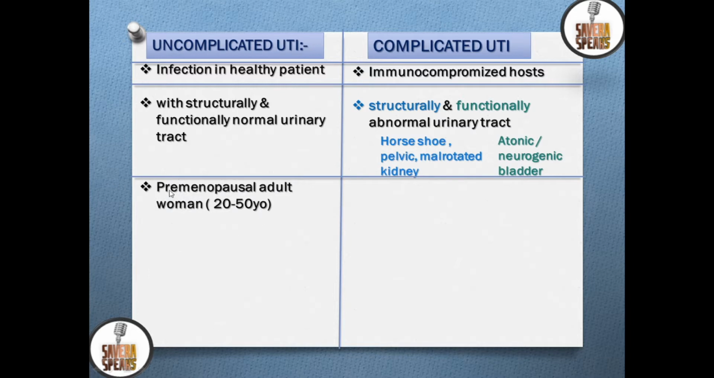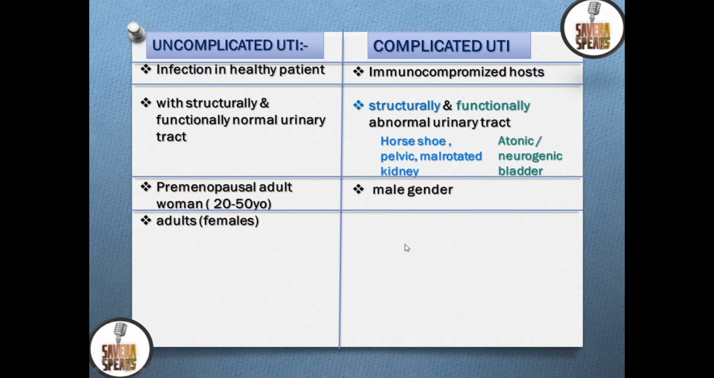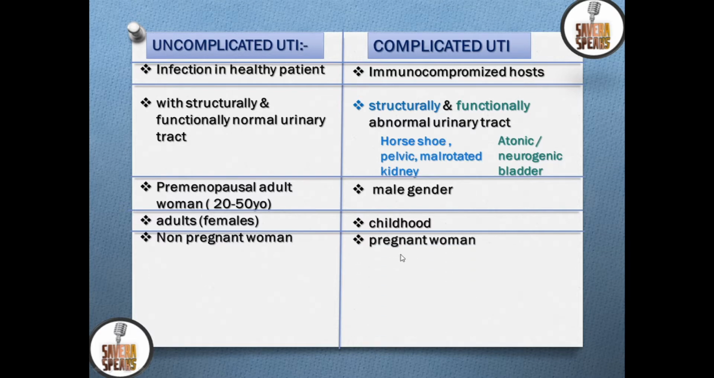Uncomplicated UTI is mostly associated with premenopausal adult women, and complicated UTI is associated with the male gender. So in females, uncomplicated UTI is common, and in males, there is complicated UTI. Uncomplicated UTI occurs in adults, whereas complicated occurs in childhood. And for pregnancy, uncomplicated UTI occurs in non-pregnant women, and complicated occurs in a pregnant woman. So an adult, non-pregnant, premenopausal woman has uncomplicated UTI, and male gender, childhood, or a pregnant woman have a complicated UTI.